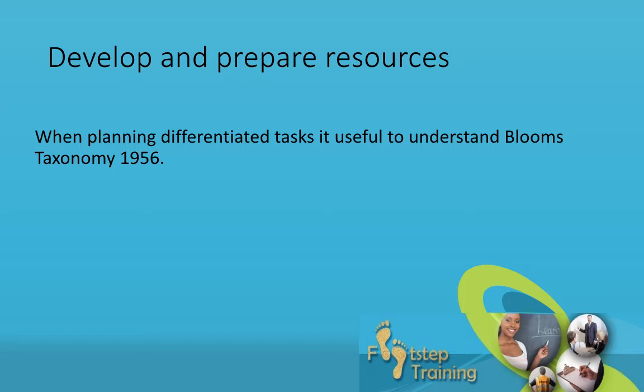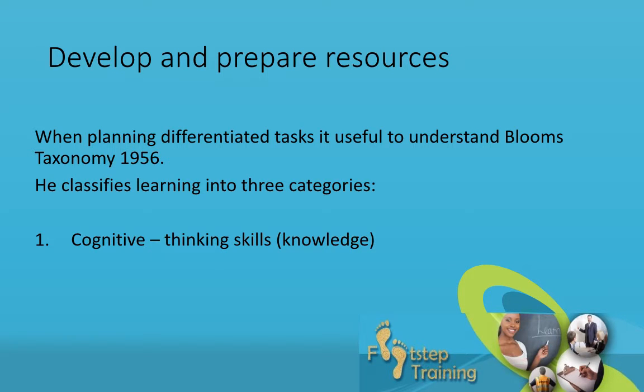But the bottom line is, in terms of Bloom's taxonomy, it classifies learning into three categories. The first category being thinking skills, or what we would call cognitive skills, so the ability to know stuff, understand it, apply it, analyze it, and so on, and process information, so the ability to gradually think more deeply.